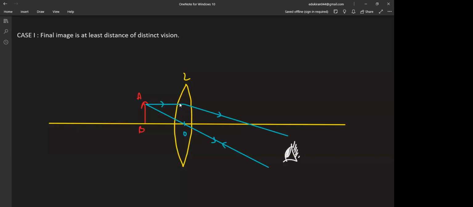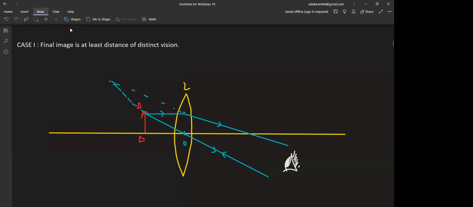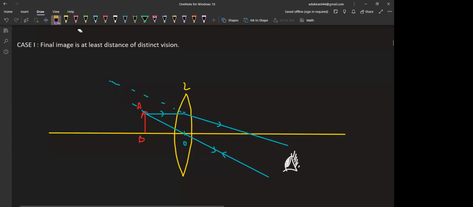Now see, these are the rays. Now what we'll do? We'll produce them. See, if this is being produced, somewhere here we'll get the image. Like this, if you join, here you will get. Just draw it with the help of a scale. It's difficult to draw it on the screen like this. So here we'll have the image.